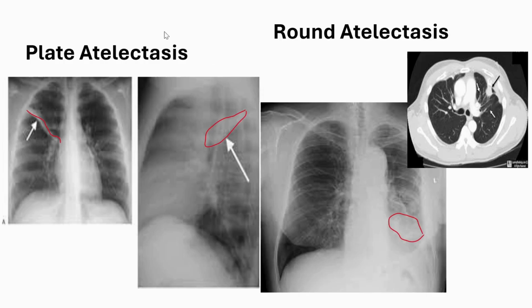There are some special types of atelectasis like plate atelectasis, which we can see as the horizontal or oblique thin linear radiopacity or discoid radiopacity, which is due to the subsegmental collapse. Causes are most commonly the postoperative hypoventilation state or sedation. So these are the subsegmental collapse.